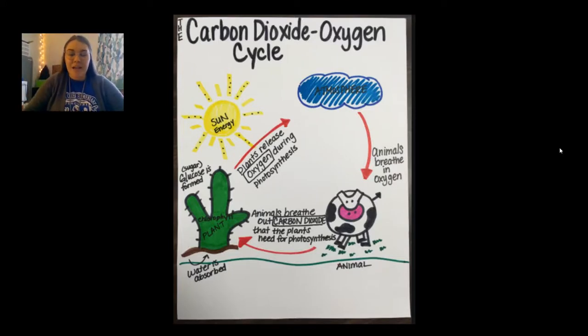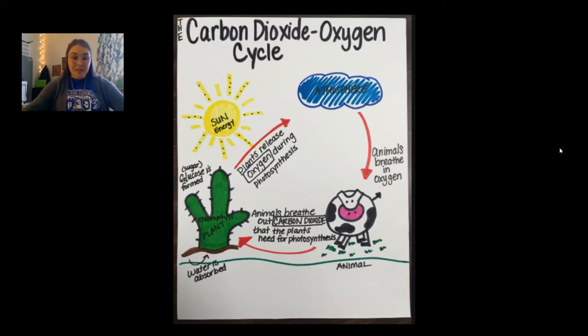Let's start one more time, and let's talk about what happens in this cycle. Let's start with the animal this time. So animals breathe out carbon dioxide that plants use for photosynthesis. During photosynthesis, the plant gets water and it gets light energy and it gets that carbon dioxide and it makes the sugar, the glucose, which is the energy it needs to survive, but also it makes oxygen. So that oxygen is released into the atmosphere and animals breathe in that oxygen.